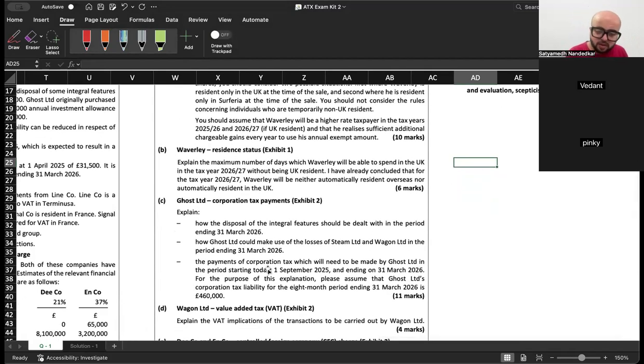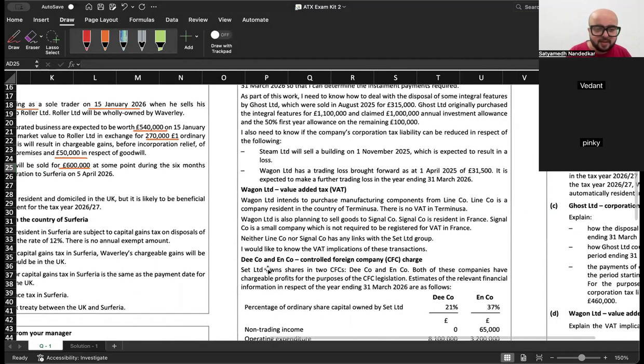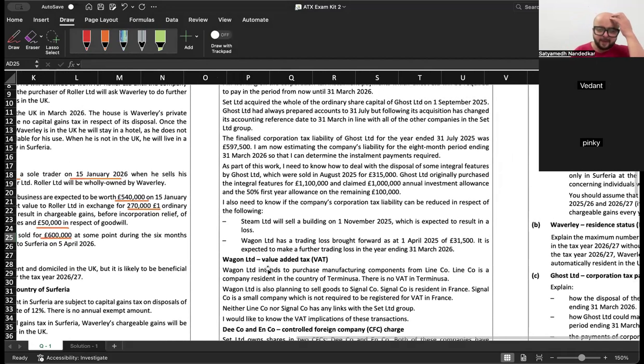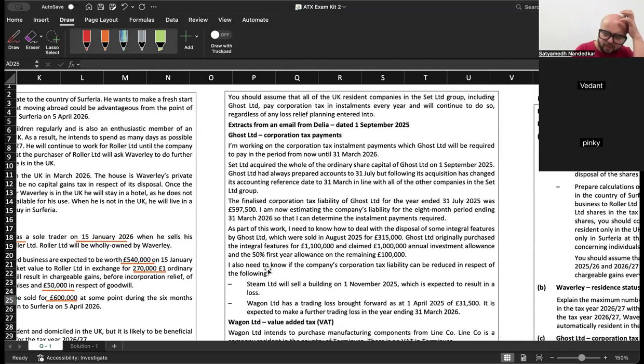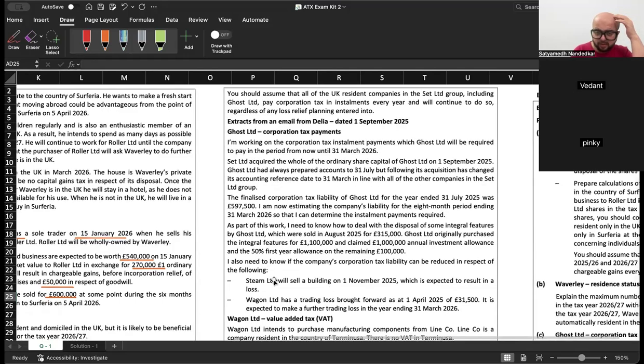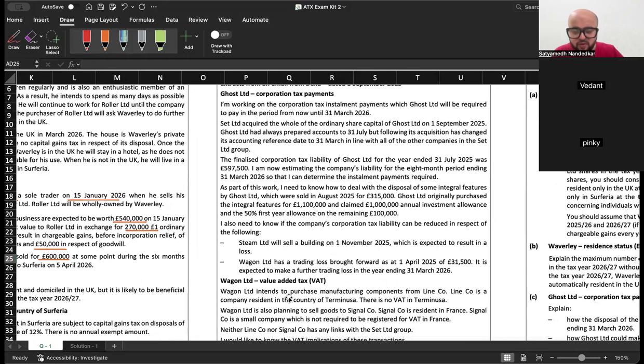Next part is how Ghost Limited could make use of the losses of Stream Limited and Wagon Limited in March 2026. ठीक है. कौन से companies हैं? Ghost Limited है, Stream Limited and Wagon Limited. Stream Limited will sell a building on 1st of November, which is expected to result in a loss. Wagon Limited has a trading loss brought forward at 1st of April of 31,500. It is expected to make a further trading loss in the year 31 March 26. How do you think can Ghost Limited make use of this particular part?